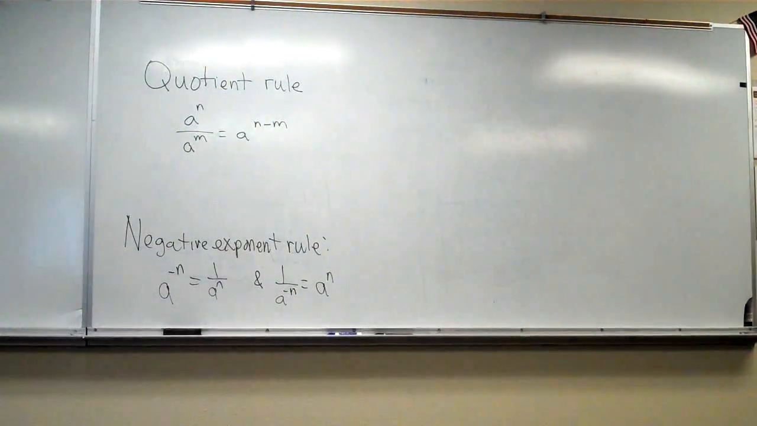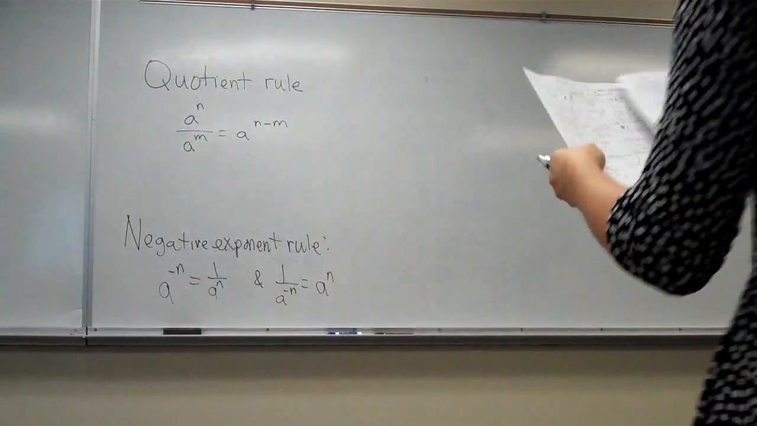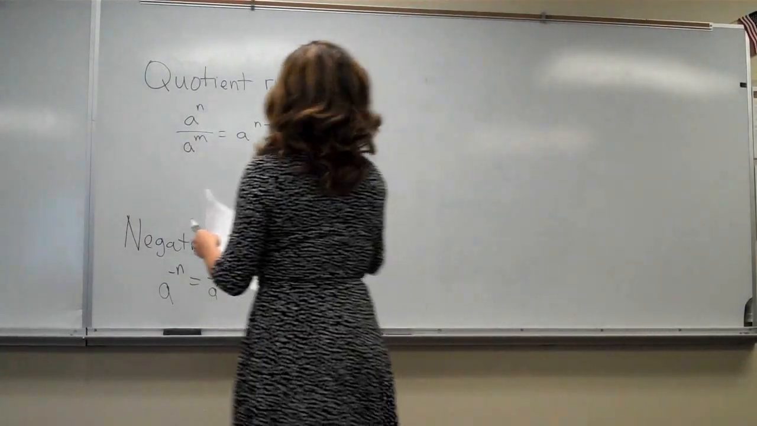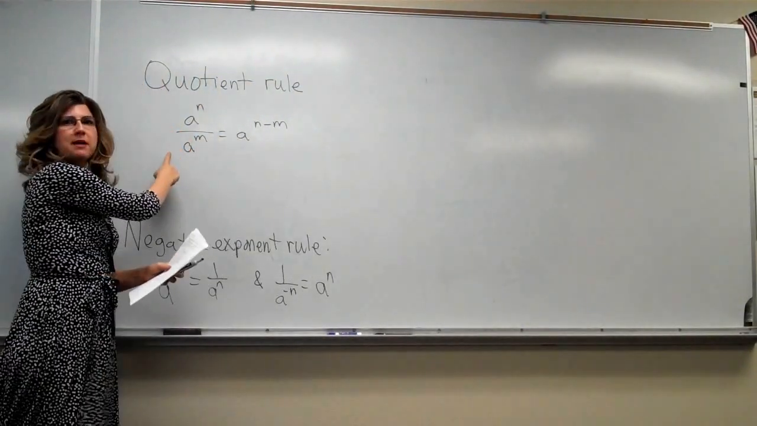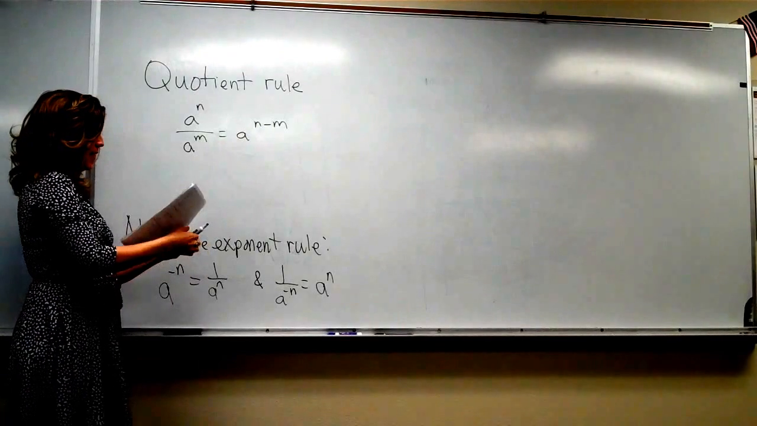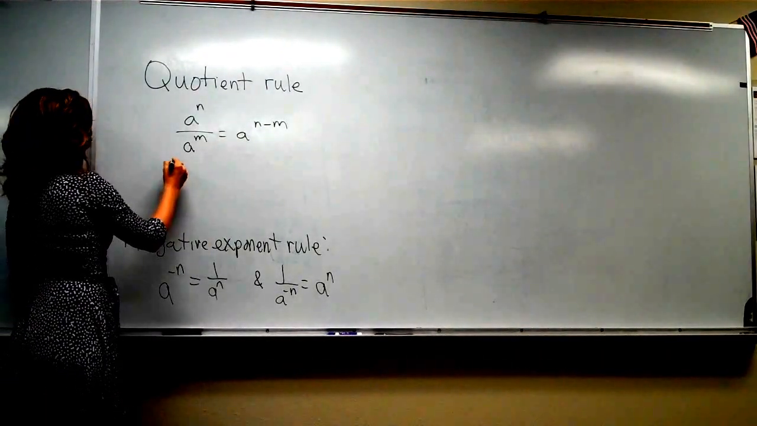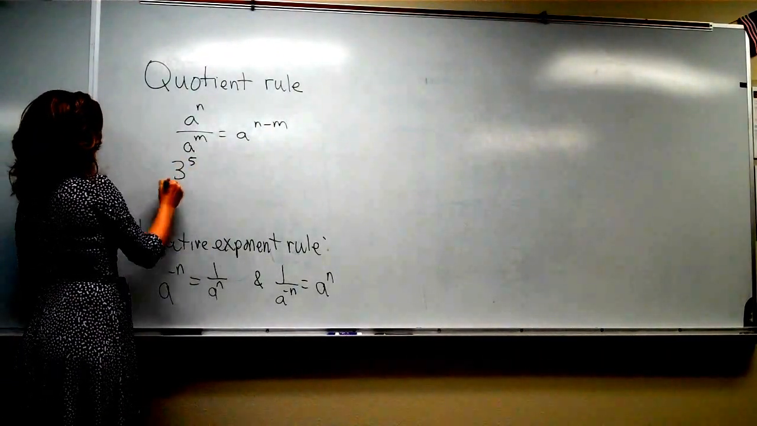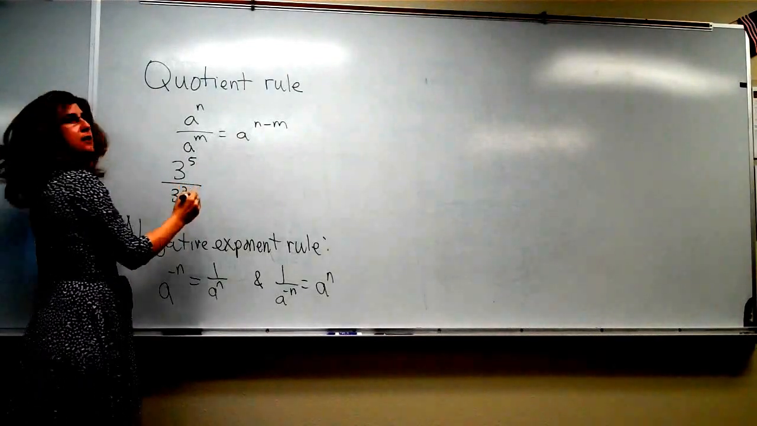All right, next we're going to learn about the quotient rule for exponents. So when we're dividing exponential numbers with the same base, we keep the base and subtract the exponents. Let's see why that's true. Suppose we have 3 to the 5th over 3 squared.